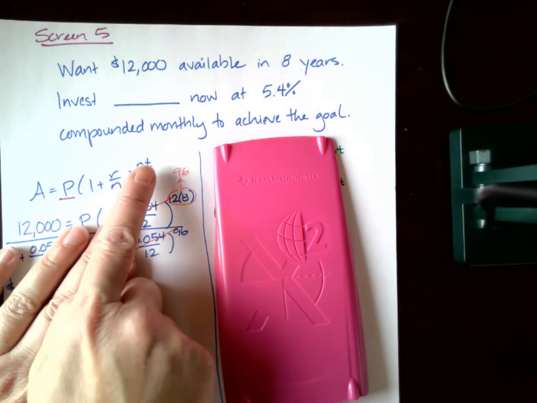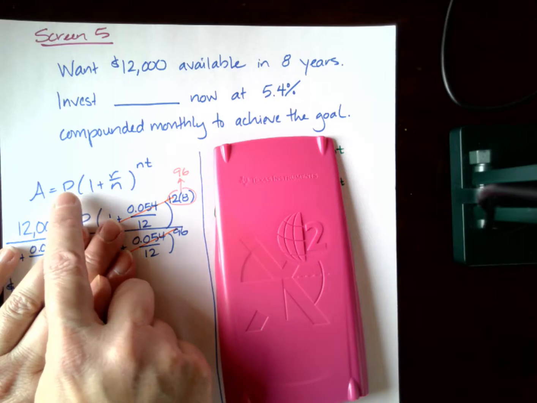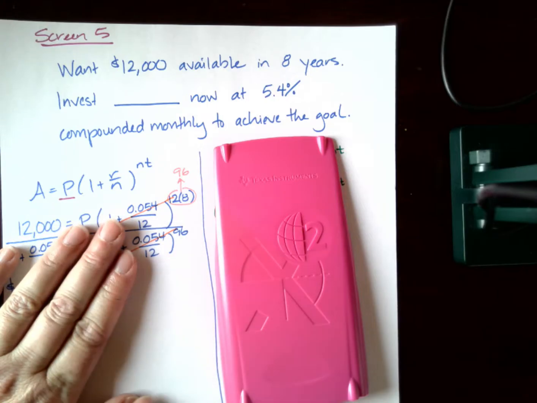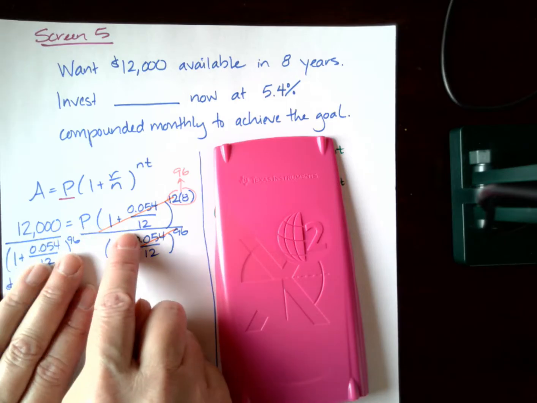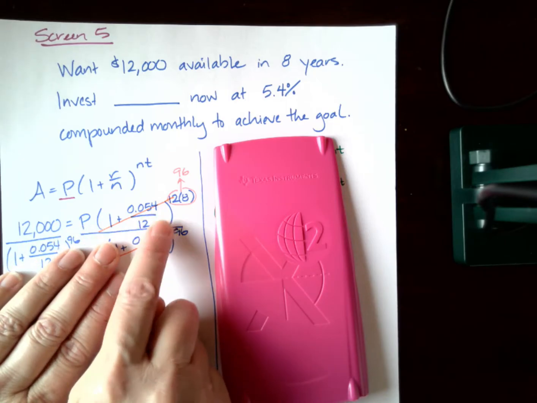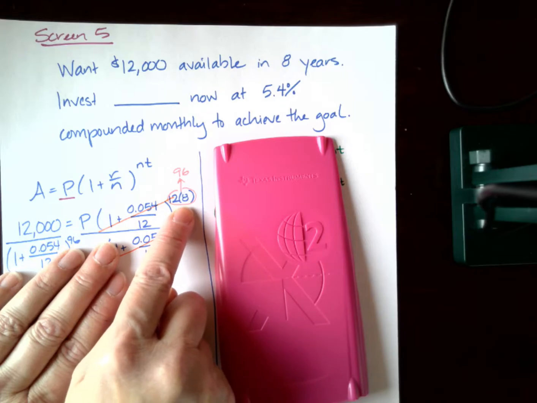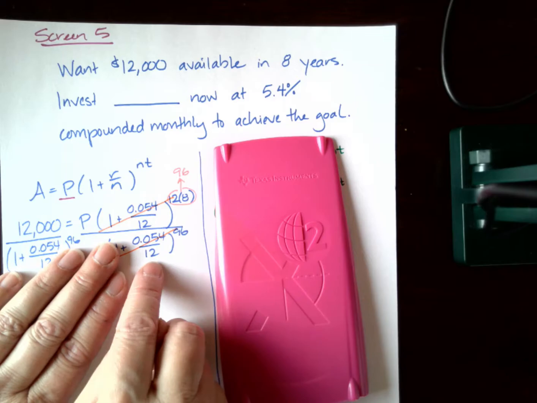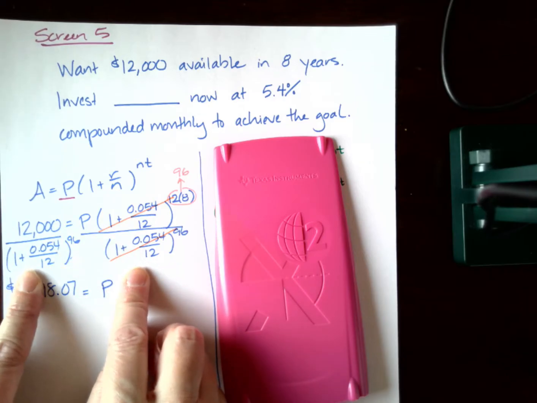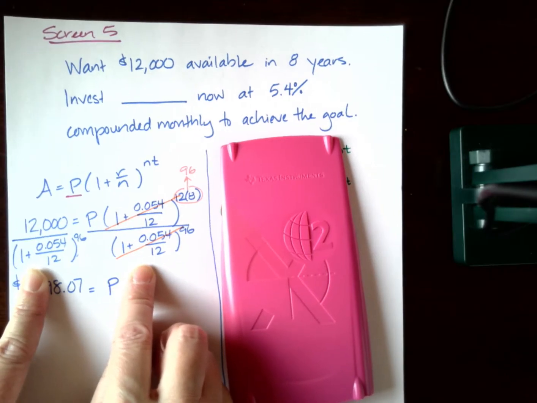I fill in the compound interest formula with all the stuff I know, but I don't know the p-value. So everything else goes in. There's the $12,000 future value. There's my interest rate. There's the monthly action and 8 years going by. To get that p-value by itself, I divide both sides by that very strange looking quantity in parentheses raised to the 96.